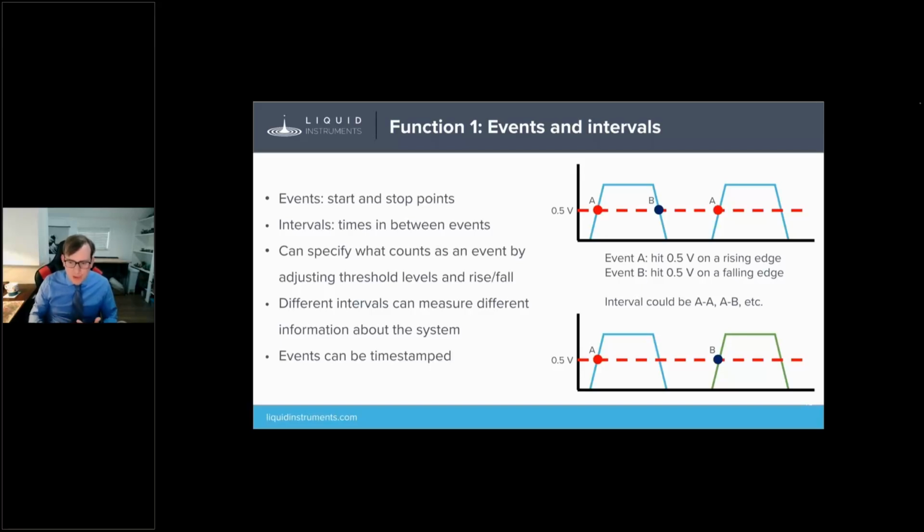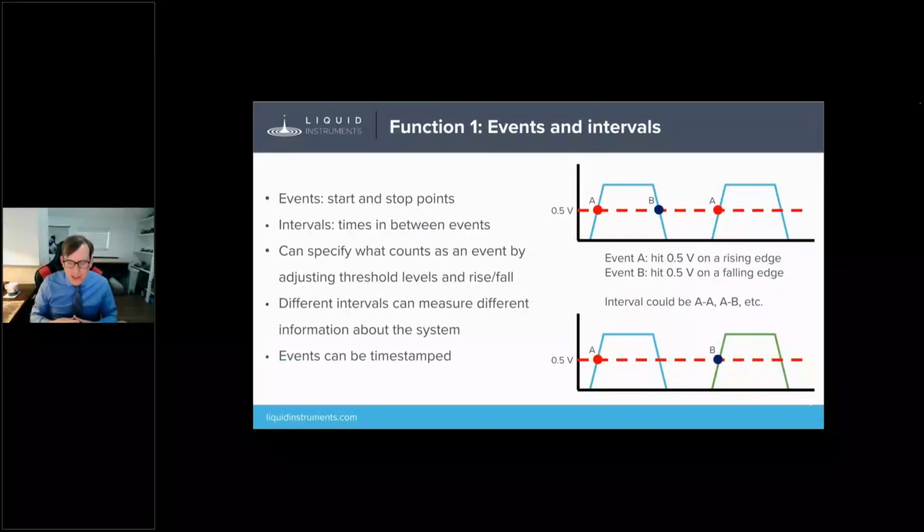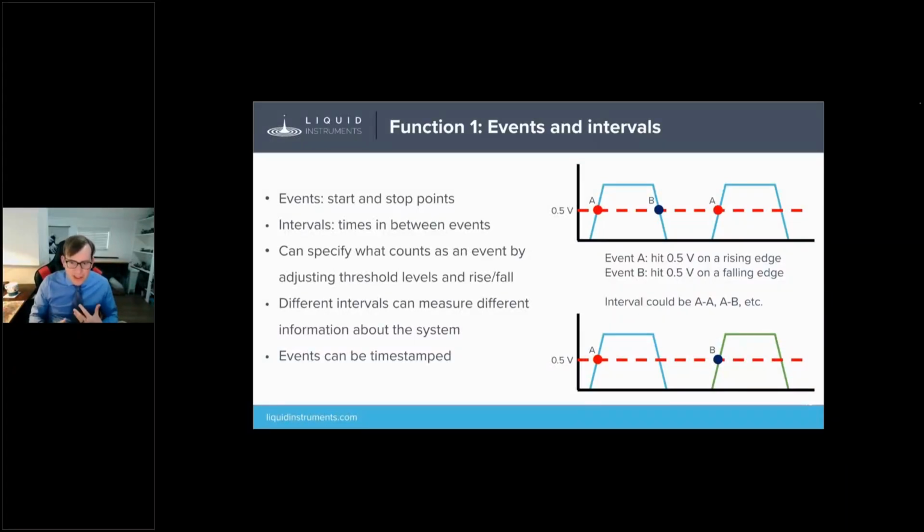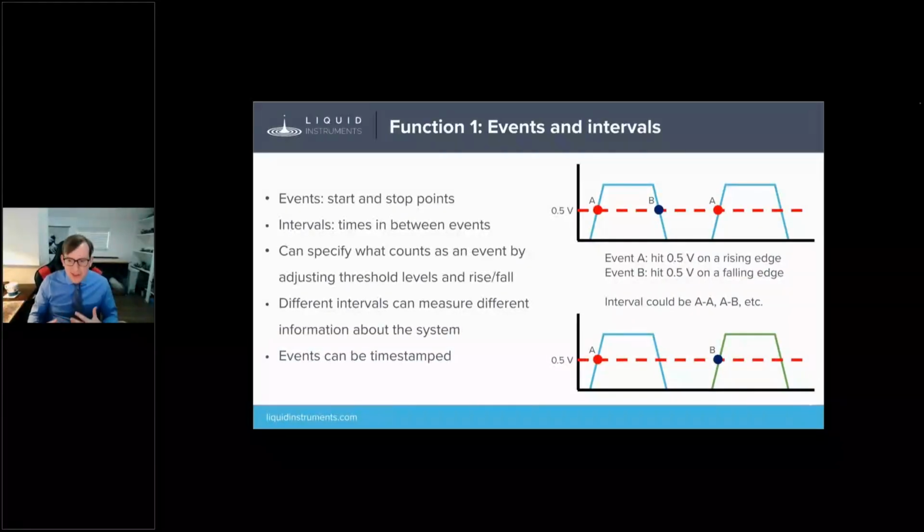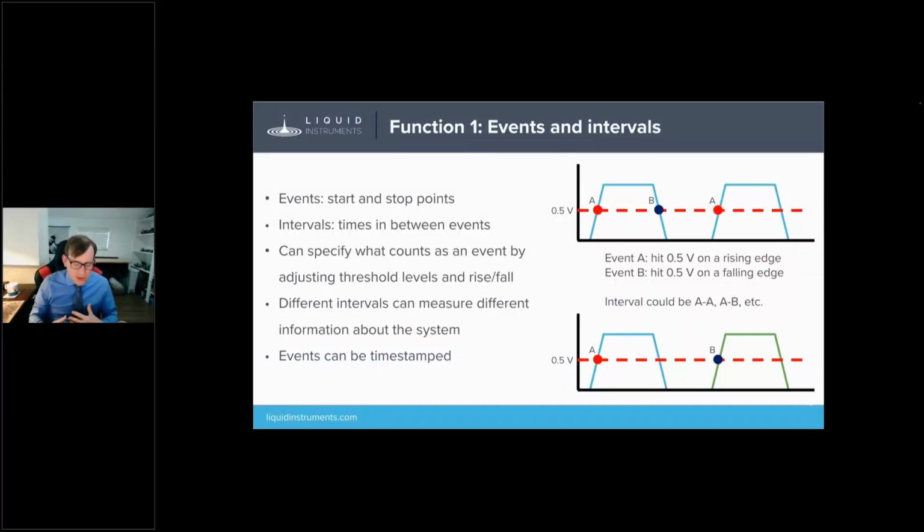So in the example on the bottom right, you could have event A be a certain threshold on the first input channel, and then you could have event B hitting the same threshold but on channel 2. And this would allow you to measure the time correlation between events on different channels. So this is an important and probably the most essential function of a time interval analyzer, to be able to measure these intervals accurately and precisely and flexibly like this.